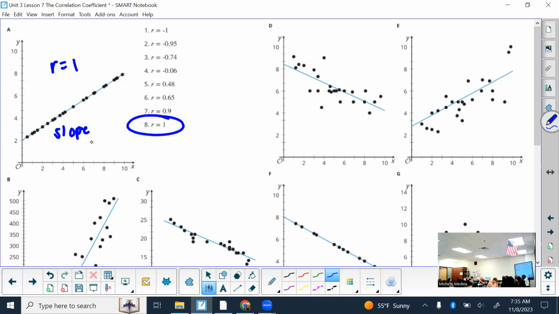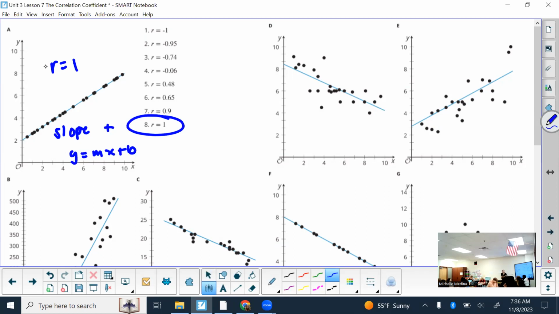Slope is either positive or negative. So when you're looking at your options, any that are negative, you should automatically exclude. So really, you're only looking at these as potential options. And would you say that it's pretty linear? Yeah, linear means it looks like a straight line in the form y equals mx plus b. In fact, all the dots are on the line pretty perfectly. So yeah, out of all these scatter plots, R equals 1 best goes with that one.